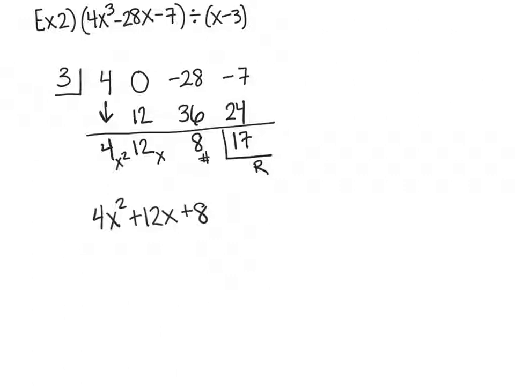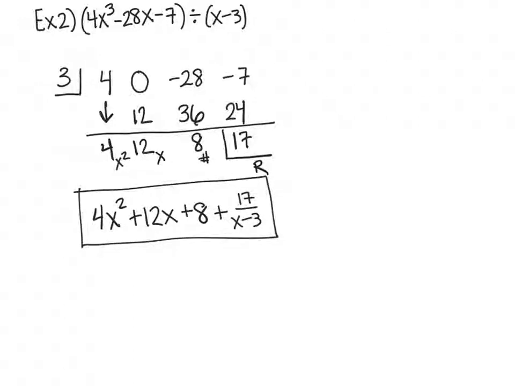That is our quotient. And then this number that is a remainder, remember that we always write the remainder divided by the divisor. So we're going to have plus 17 divided by x minus 3. And this would be the answer we get of dividing those two polynomials.